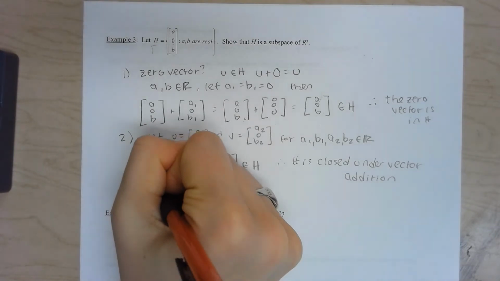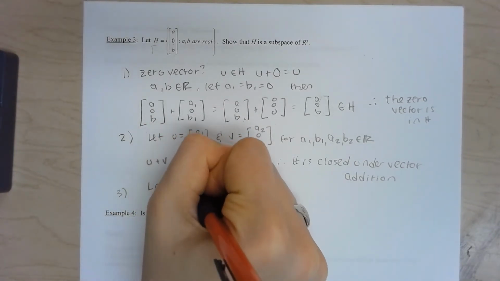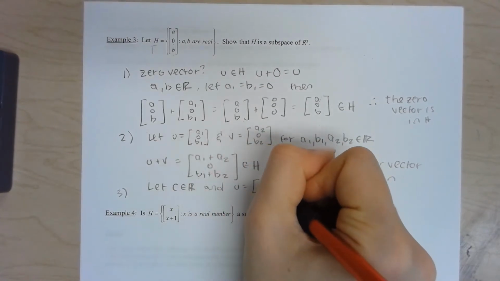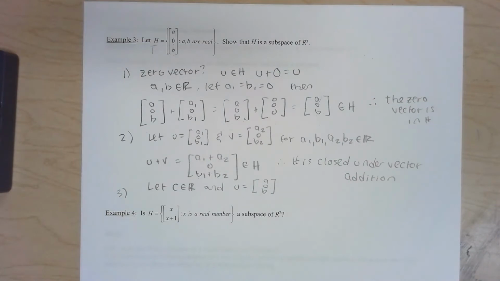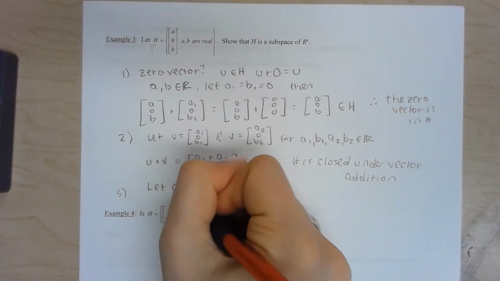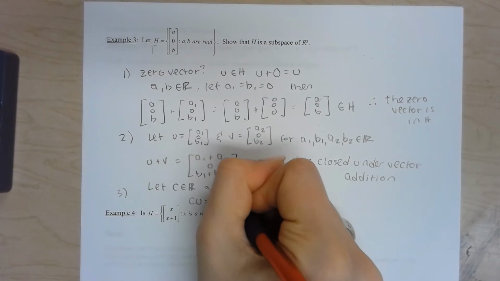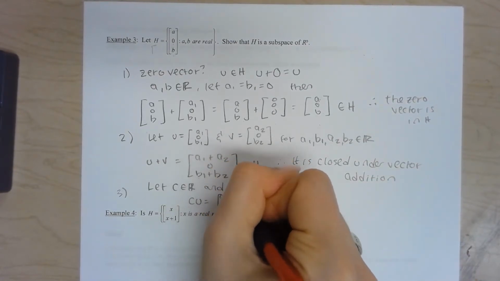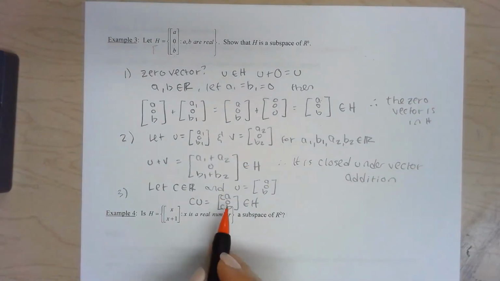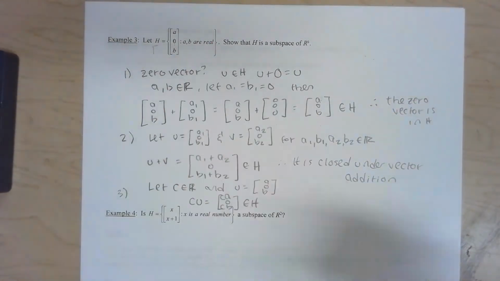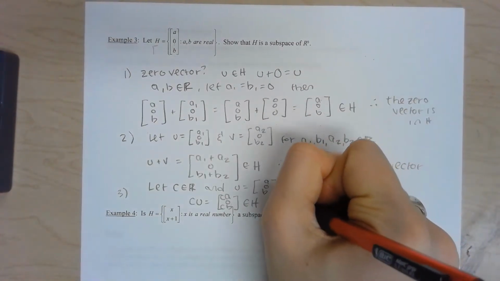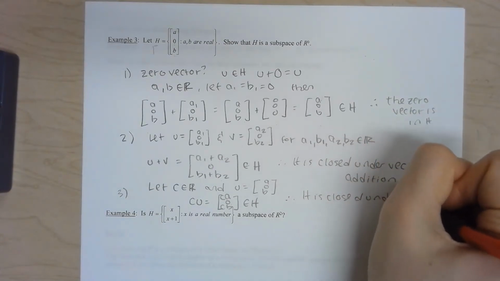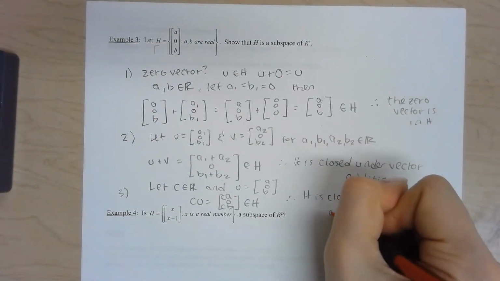And we need to check one more thing, and that is that it's closed under scalar multiplication. So I'm letting C be a real scalar, and U, again, is the vector, let's just say A, 0, B. C times U will be C times A, C times 0, which is 0, and C times B, which is still in the vector space H. It still is a real number, 0, real number. That fits our format given up here. So therefore, H is closed under scalar multiplication.